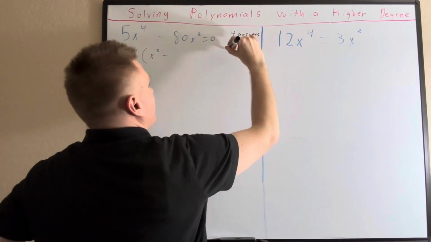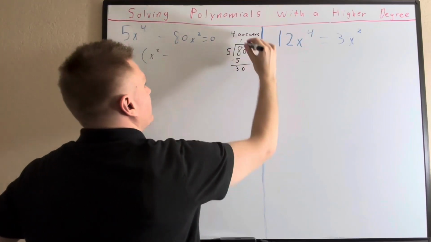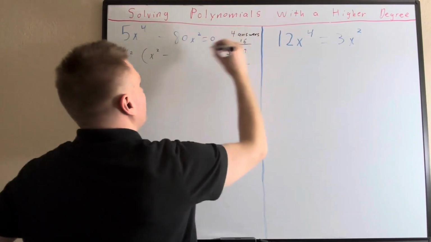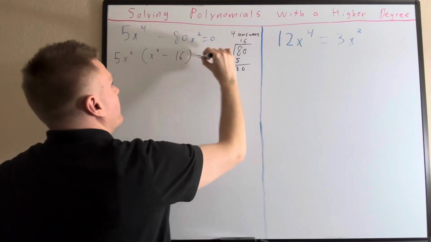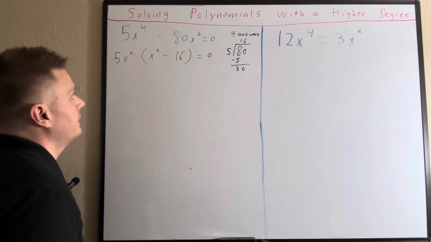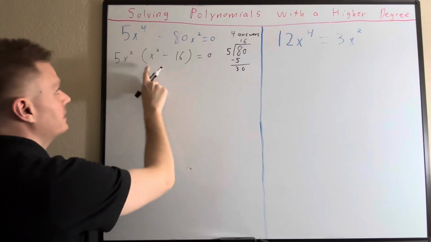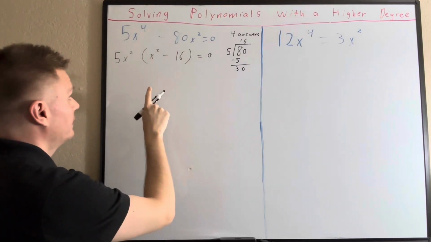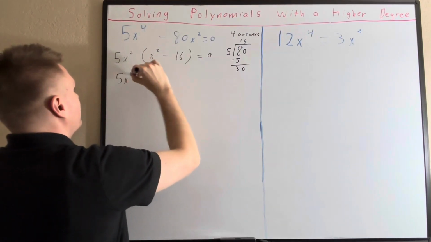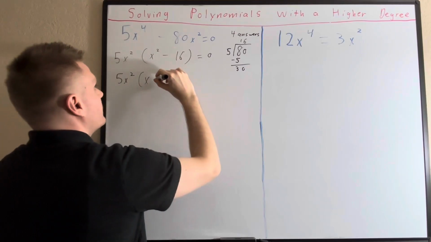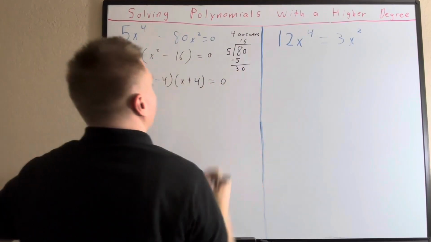Let me just check my math here. 5 times 1 is 5, minus 3, bring down the 0. 5 times 6 is 30. So yeah, 16. That worked out nicely. Equals 0. All right. Now what do we do? Well, can we factor this again? Yes, we can. This is a difference of perfect squares, isn't it? So 5x squared times x minus 4 times x plus 4 equals 0.